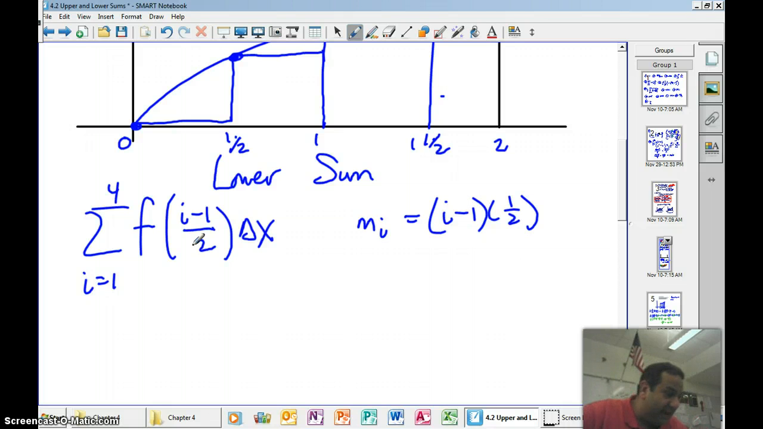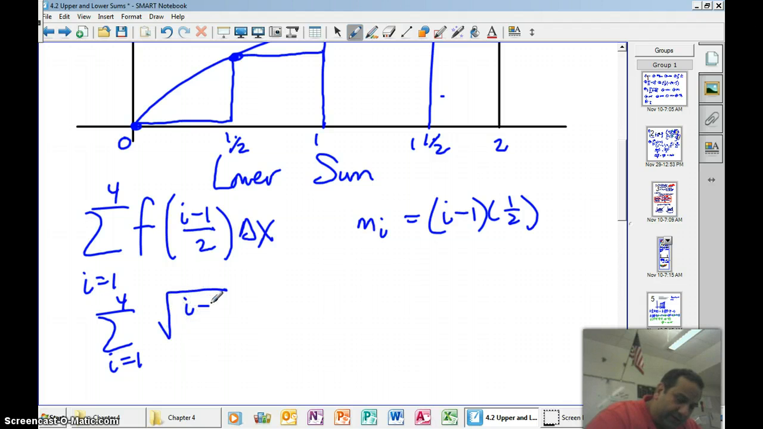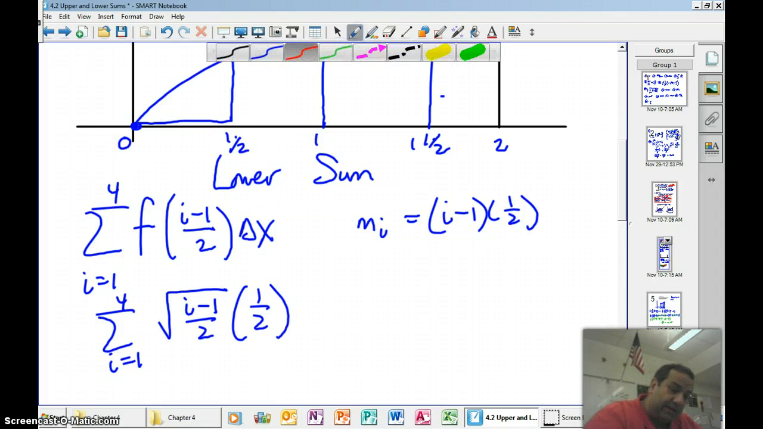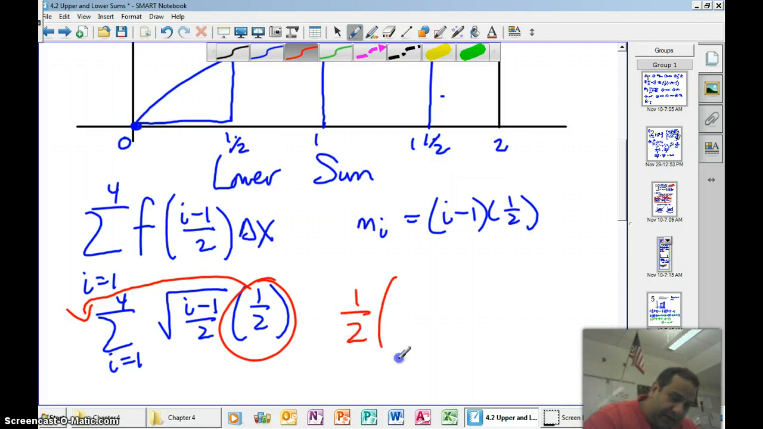So now we're going to use that in the function. So the function was the square root graph function. So it's going to be square root, I'm just going to rewrite this, okay? And it's going to be the square root of (i minus 1) over 2 times a half. Well, one thing I can do, now I'm just going to solve this, is I can bring this half out in front and just multiply it by half at the end. So I'm going to have a half times.